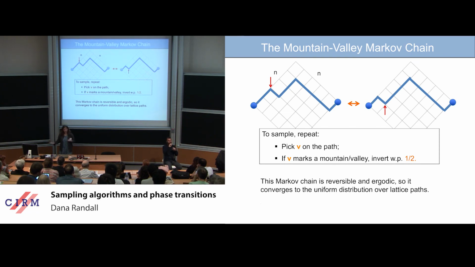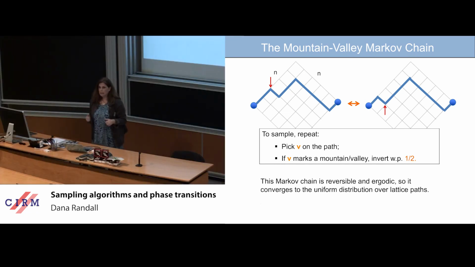If I can go from A to B, I could go from B back to A. So I can do that by pushing that point up. It's ergodic. I could get to everything. I could always get down to the lowest surface or lowest path. So I connect everything. And the question I'll be asking throughout the talk is how long? How long does it take, if I start at a particular place, to converge to close to the uniform distribution?